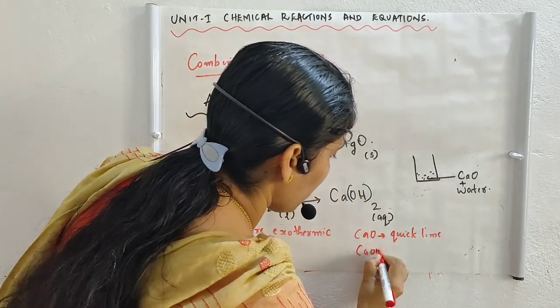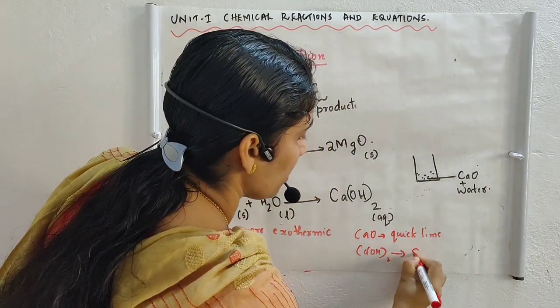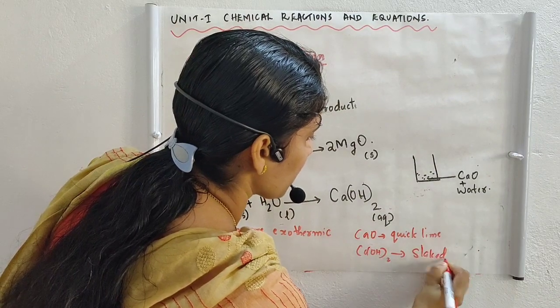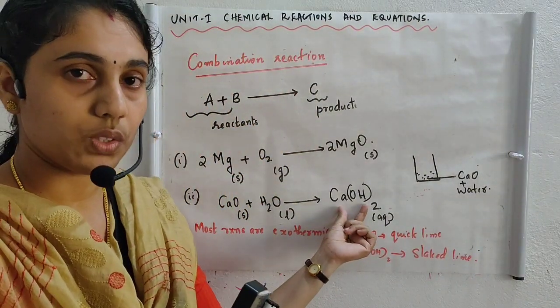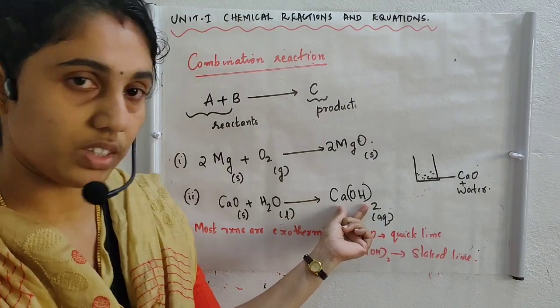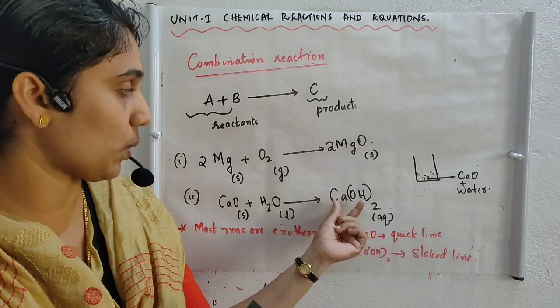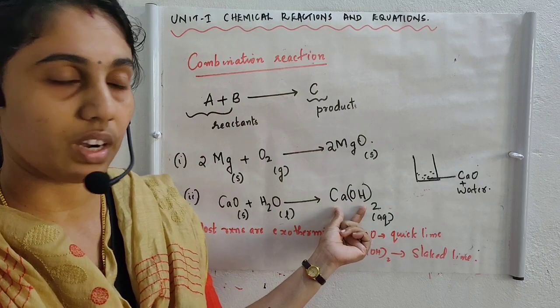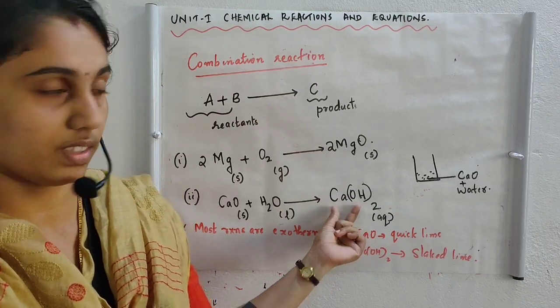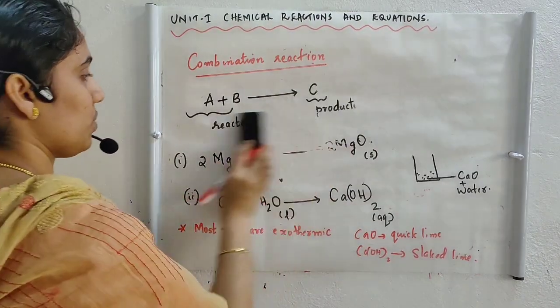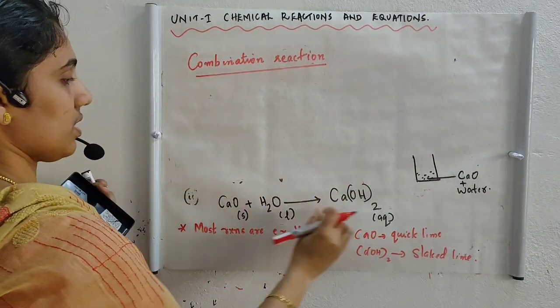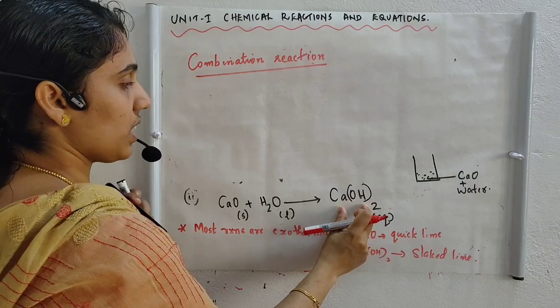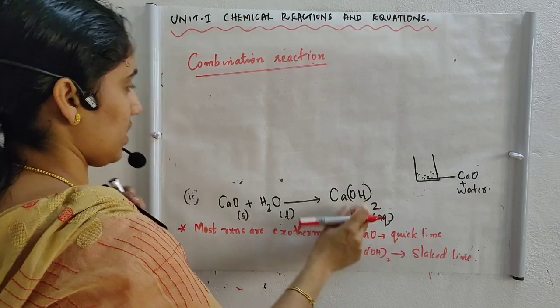Calcium hydroxide is also known as slaked lime. The calcium hydroxide solution is what we use for whitewashing the walls. In this reaction, the solution we are using for whitewashing is calcium hydroxide.